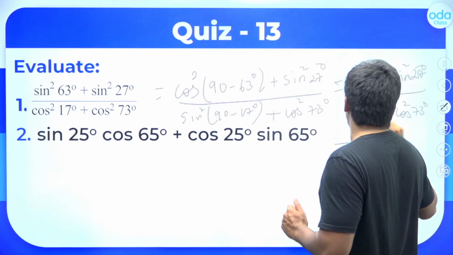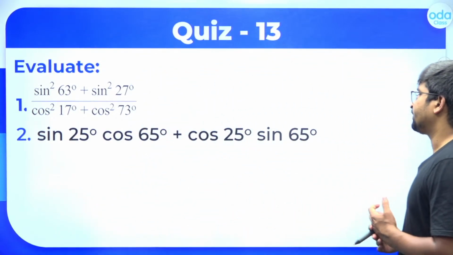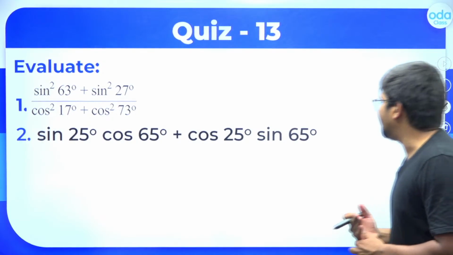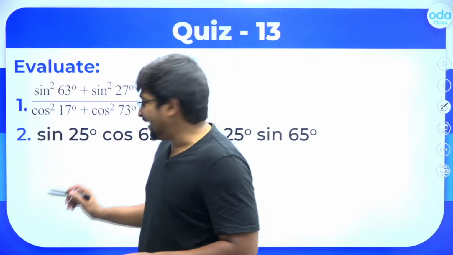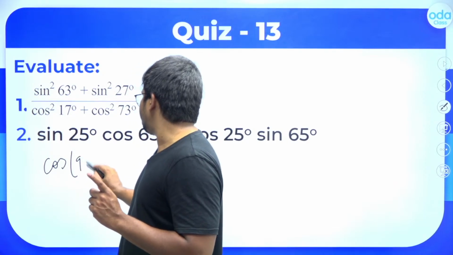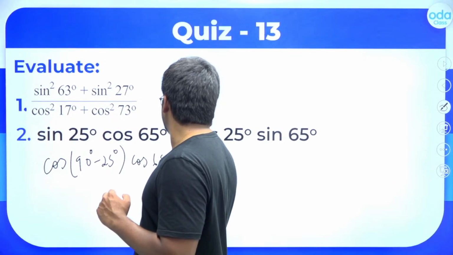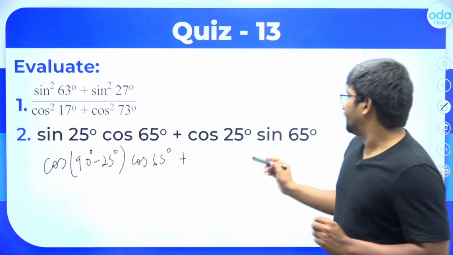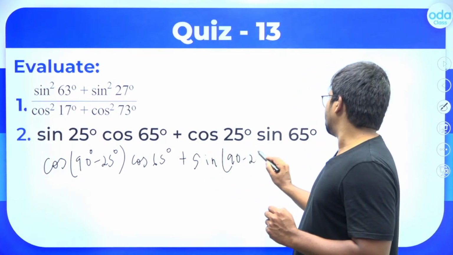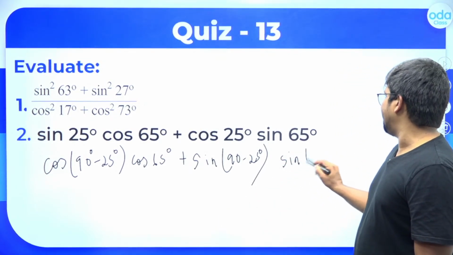Now let's do the last question here also. How can you handle this? Sine 25 degree times cos 65 degree plus cos 25 degree times sine 65 degree. Can you write sine 25 degree as cos of 90 minus 25? You can write it like this. Sine theta is cos 90 minus theta, into cos 65, plus, again, cos 25, can I write it as sine of 90 minus 25? You can write it like this because cos theta is sine 90 minus theta, and sine 65, let it remain like this.